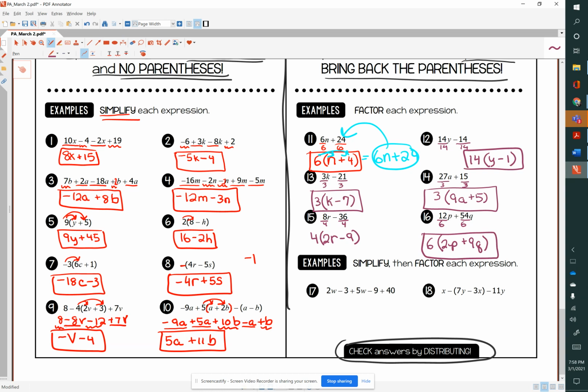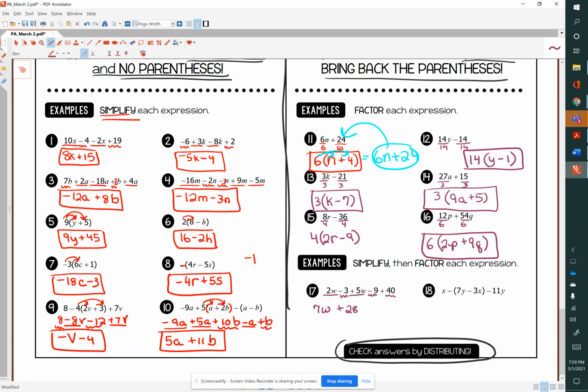Now, for the final two, for numbers 17 and 18, we will simplify, then factor each expression. So 2w minus 3 plus 5w minus 9 plus 40. So 2w plus 5w are 7w. And then we have to combine negative 3 minus 9 plus 40. Negative 3 minus 9 is negative 12, plus 40 is a positive 28.